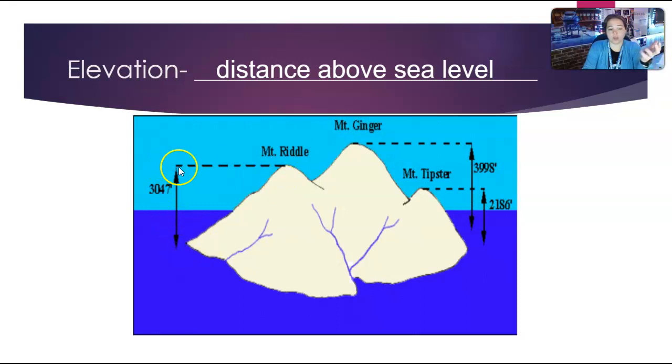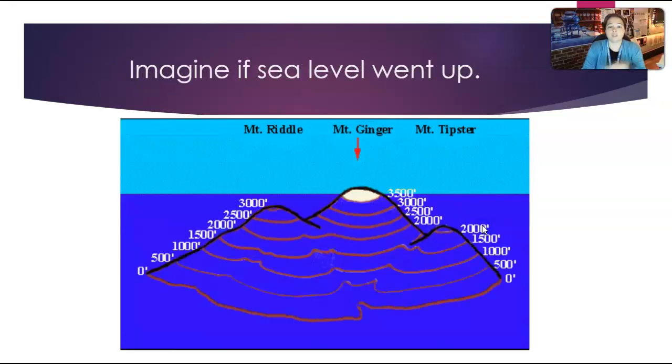And you can see this 3,047 feet, 3,998 feet, 2,186 feet. So if the sea level went up to 3,500 feet, this is what our island would look like. And these lines indicate the different elevations at 0, 500, 1,000, 1,500, 2,000, 2,500, 3,000, 3,500. Every 500 feet.